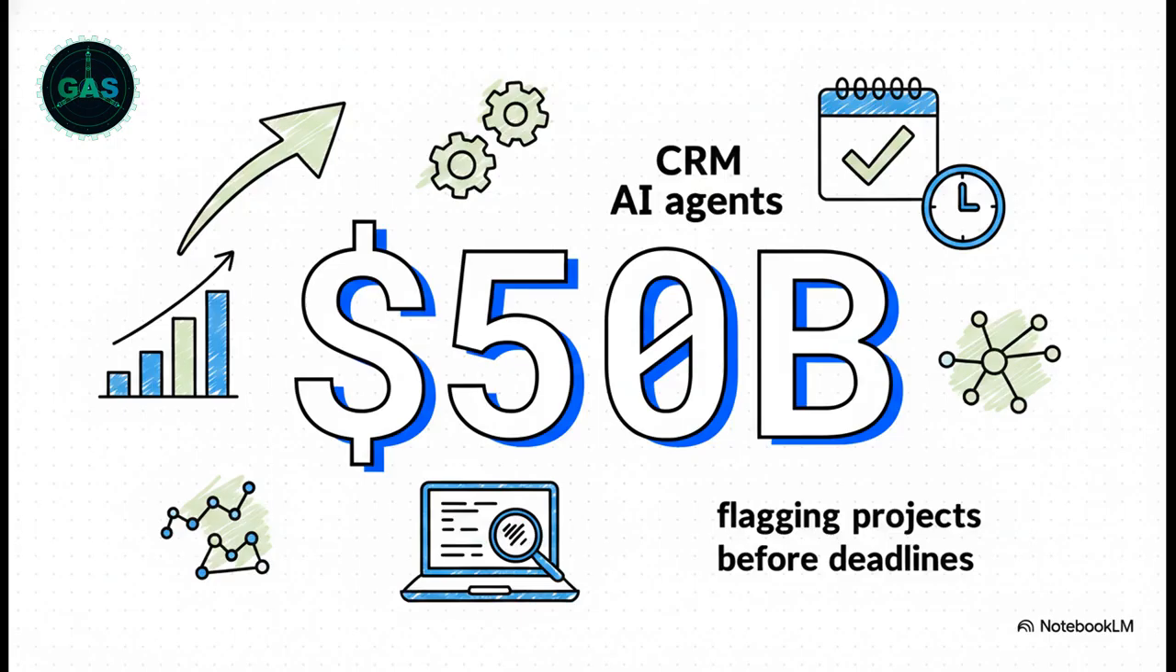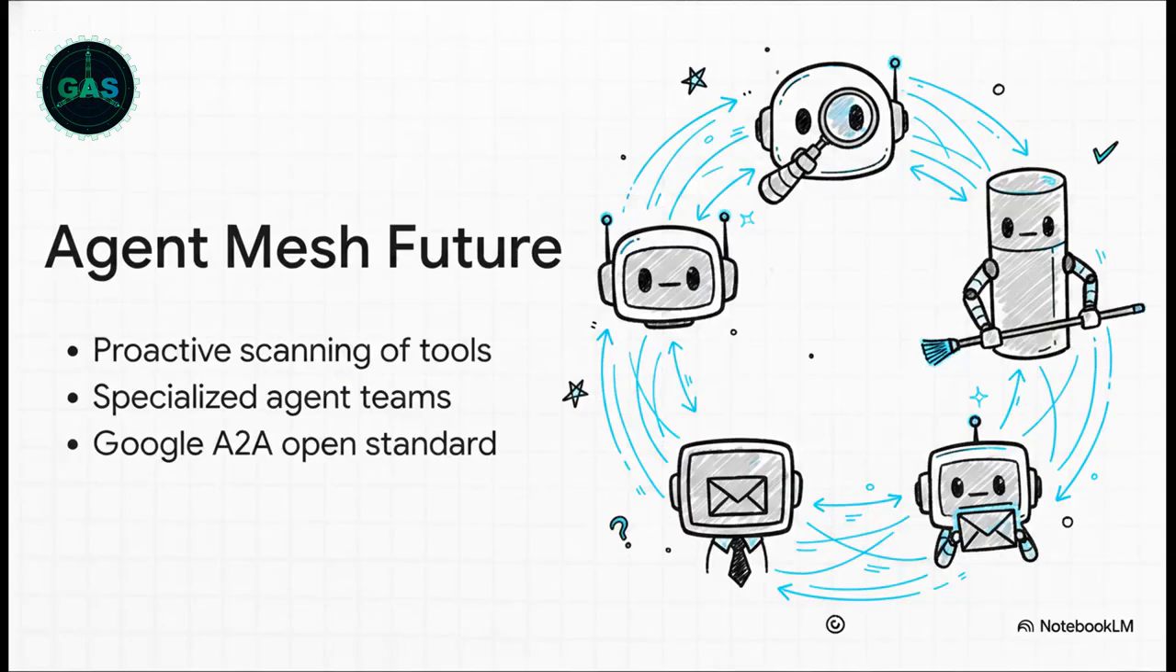Enterprises are rapidly realizing they don't just need software that waits around to be triggered. They need systems that proactively scan their CRM for opportunities. To get there, enterprises are going to deploy specialized agent teams. Instead of one giant, clunky agent trying to do everything, you'll have a whole squad, a research agent, a data cleaning agent, and a manager agent to delegate the work.